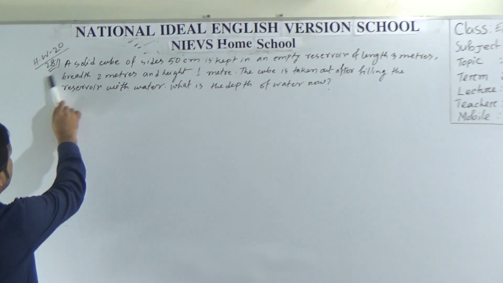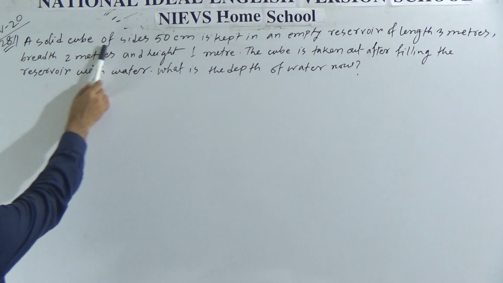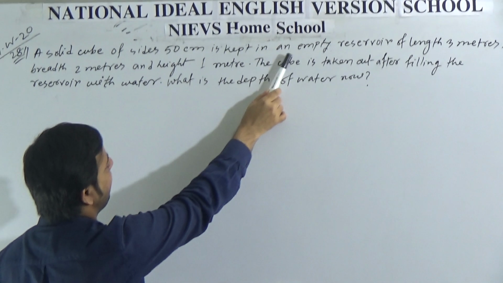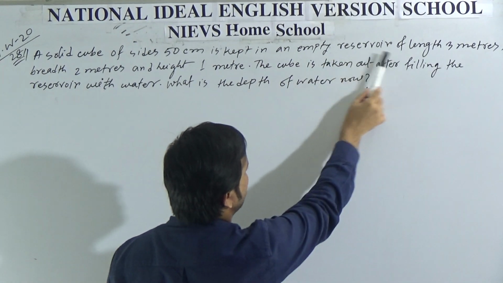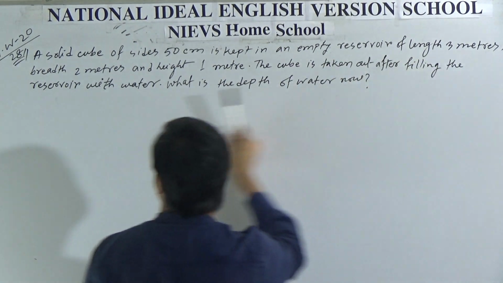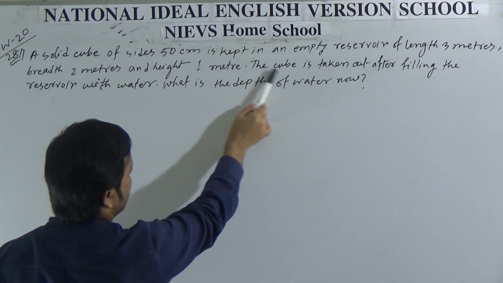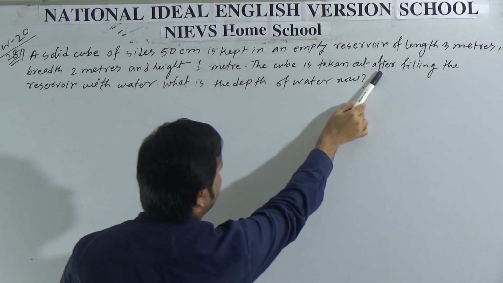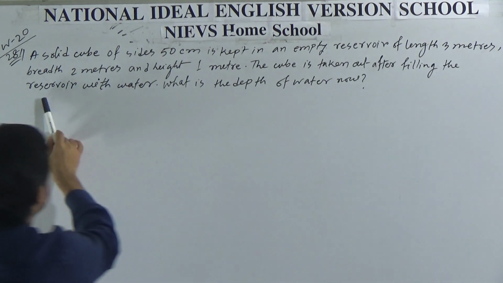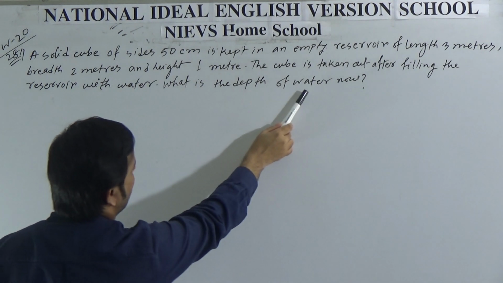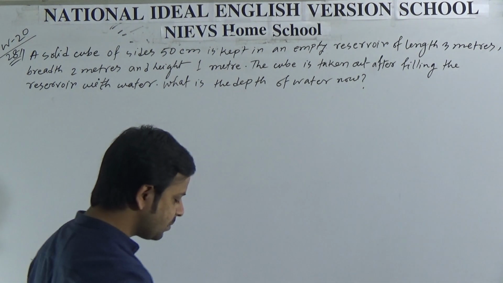The question is: a solid cube of sides 50 centimeter is kept in an empty reservoir of length 3 meters, breadth 2 meters and height 1 meter. The cube is taken out after filling the reservoir with water. What is the depth of water now?